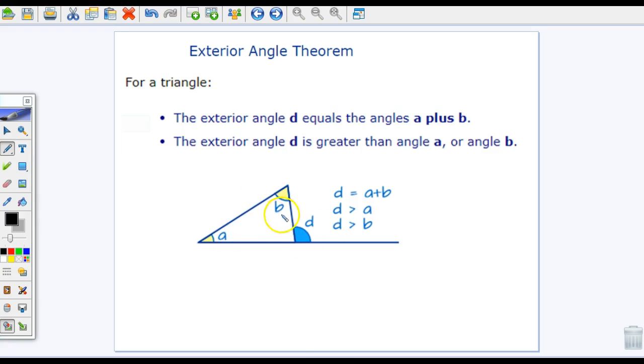So here we have A and B. We're going to call this C and this is D. In order to find the angle measurement of the exterior angle D, so D is your exterior angle, all you have to do is add A plus B. So D is equal to A plus B. Go ahead and take some time now, copy this down, push pause, and when you're ready, we'll continue.